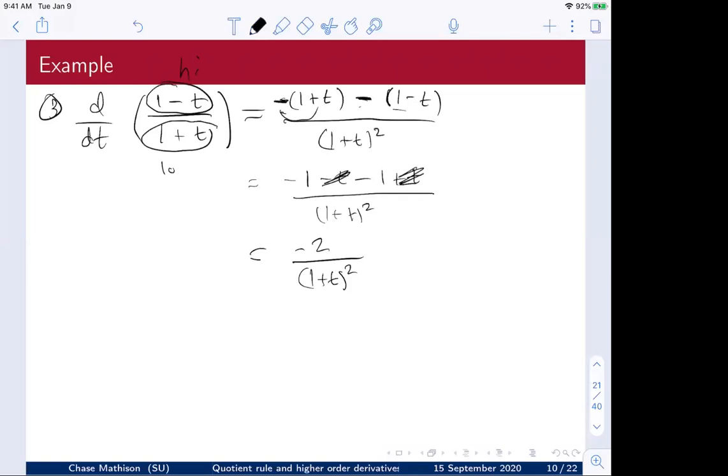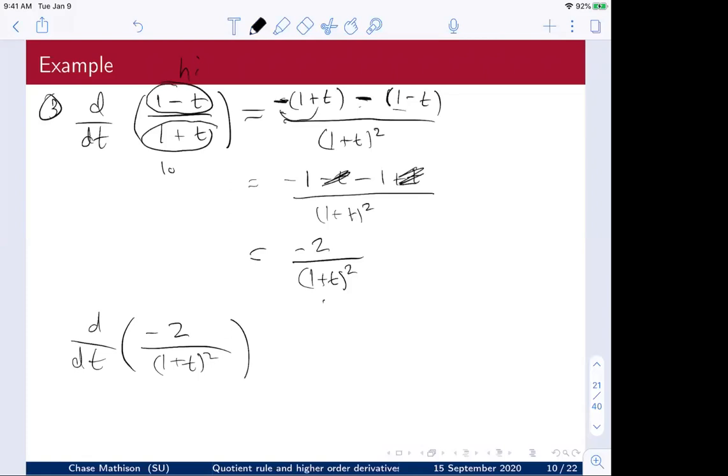Are we done with the problem? No, I needed to take two derivatives, right? I'm finding the second derivative with respect to t. So now I need to take a derivative with respect to t of that guy. So d dt of negative 2 over 1 plus t squared. And what rule do I need to use here?